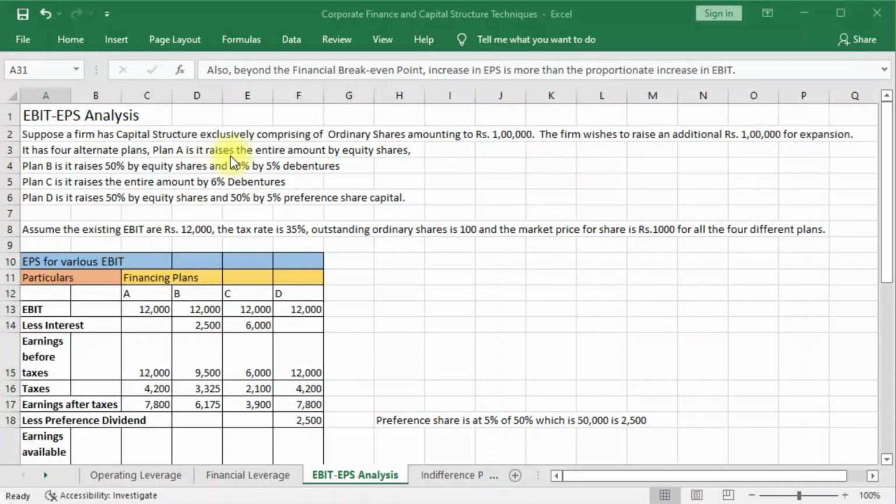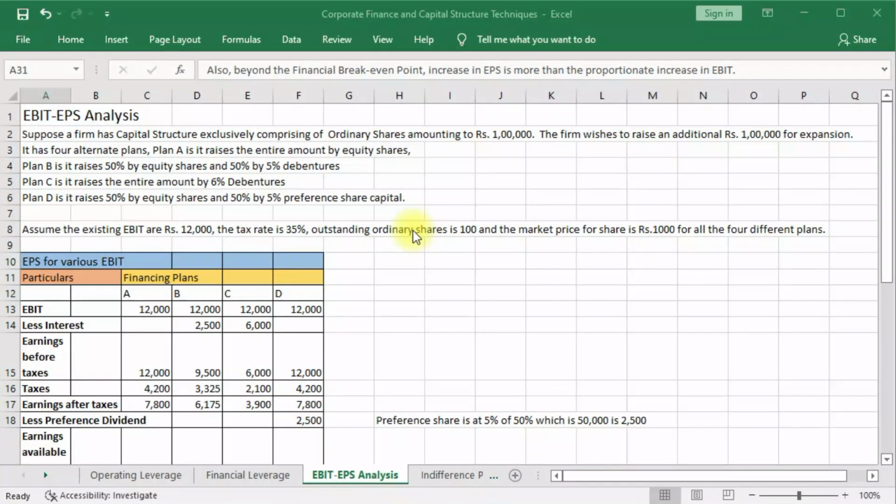Plan A is based entirely on equity shares. Whatever it is going to raise, that is 100,000 rupees, it is going to raise all through equity shares. Plan B raises 50% by equity shares and 50% by 5% debentures. Plan C raises the entire amount by 6% debentures. And Plan D raises 50% by equity shares and 50% by 5% preference share capital.